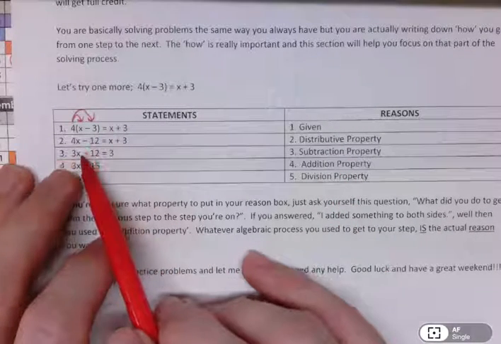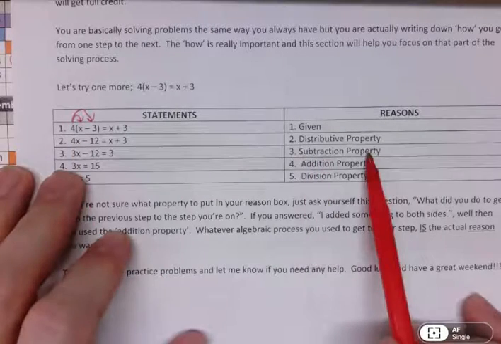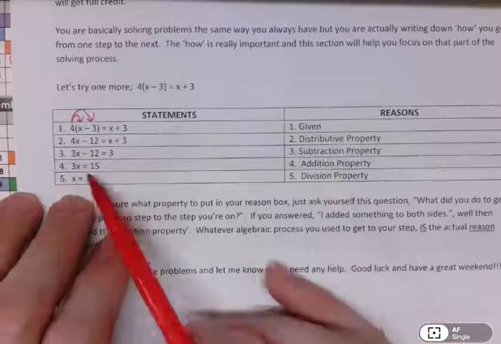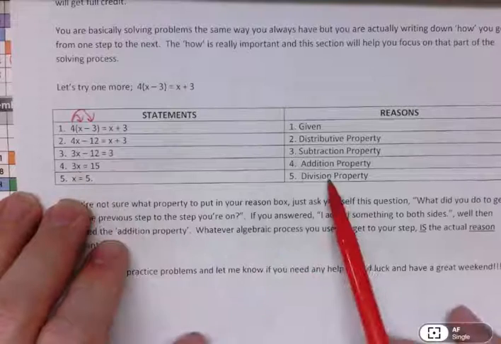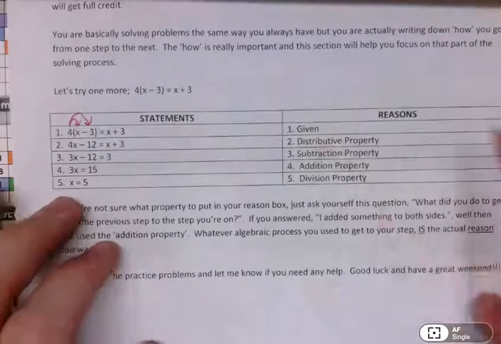Looks like at that point, I subtracted x from both sides. Well, that's the subtraction property. Then I added 12 to both sides. That's the addition property. And then I divided by 3. That's the division property. Okay? So these are the examples kind of done out for you with all the reasons.